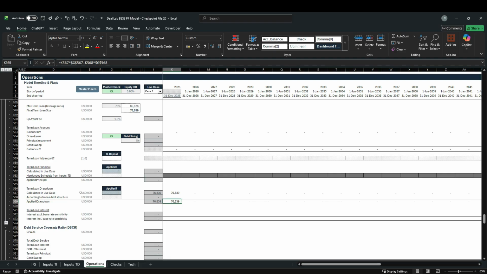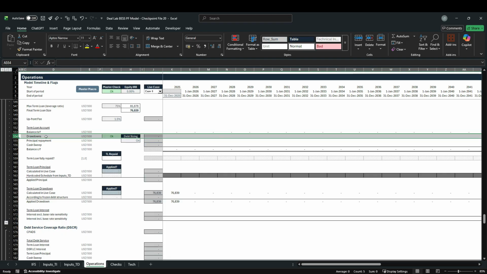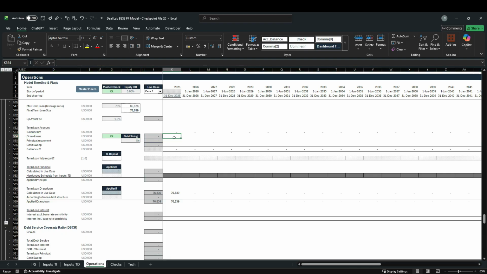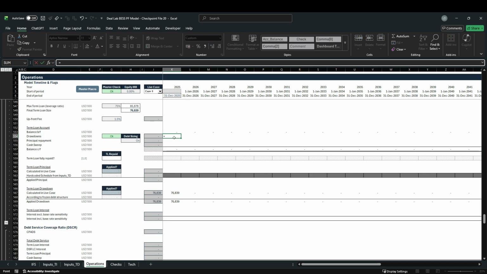So that means we have our applied drawdown, at least for our debt sizing case for now, which allows us to link our drawdown into our term loan account. So that is going to be a simple linkage, and that is going to equal our applied drawdown row 569.